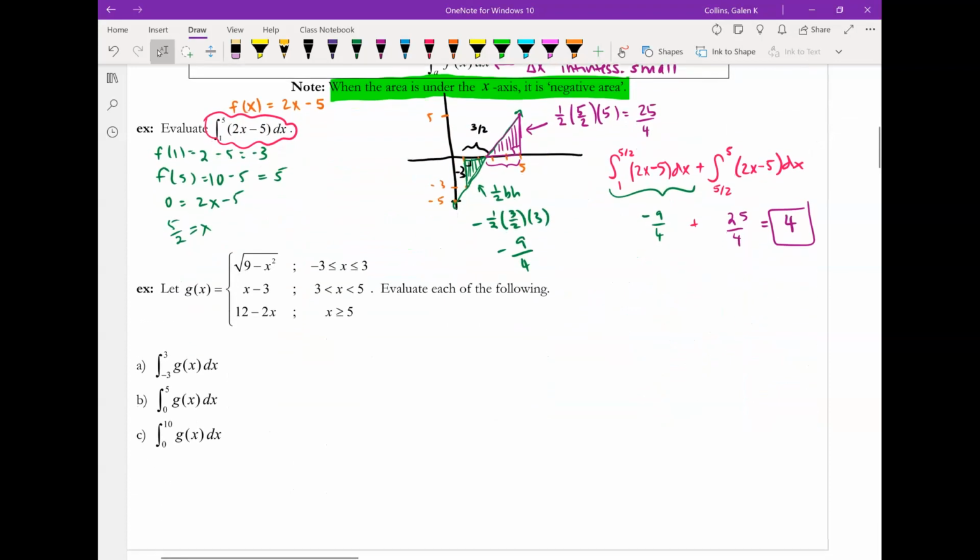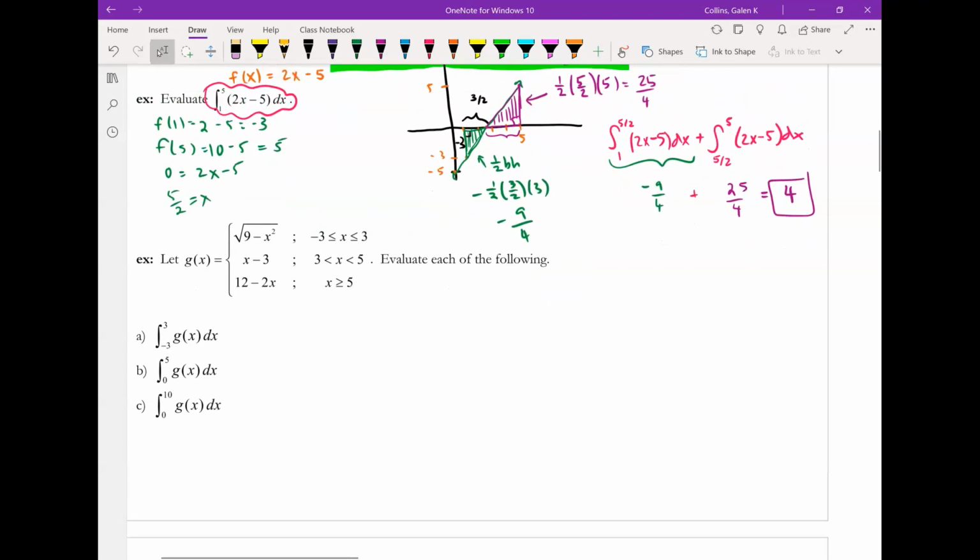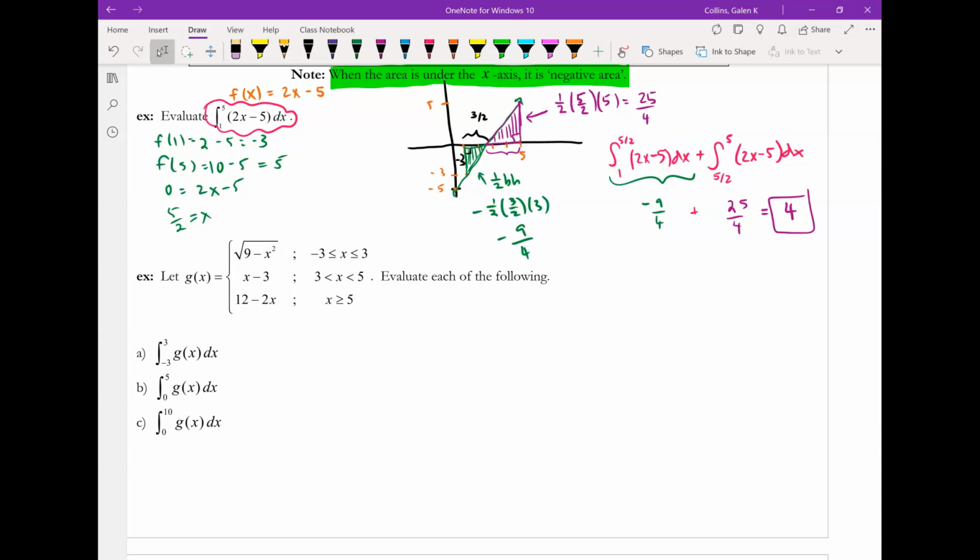All right, this next example requires us to remember something from geometry. I guess we're required to remember quite a bit from geometry, but to understand the first part of this piecewise function, if this doesn't jump out to you right away, I don't necessarily expect it to, but know that we're going to see these quite a bit. So in this next example, we are evaluating 3 different definite integrals. And for the problems we're working with today, we have to know what the graph looks like.